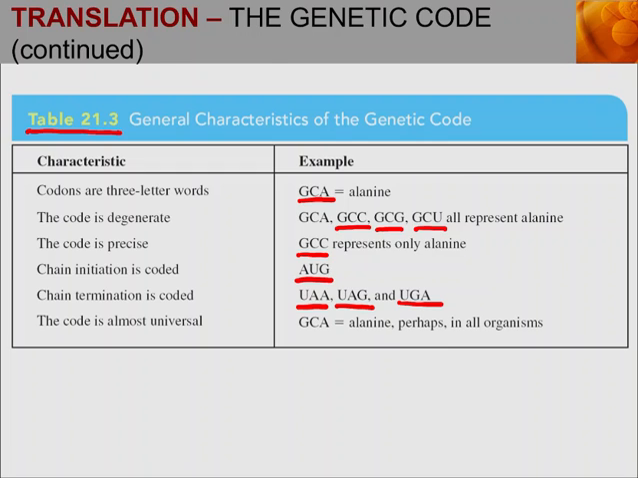Okay. Now this code is also almost universal. So for instance, in pretty much all organisms, alanine has the sequence GCA for its codon. So this is a code that's pretty true across all organisms.